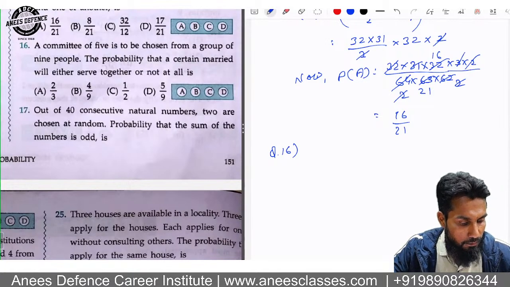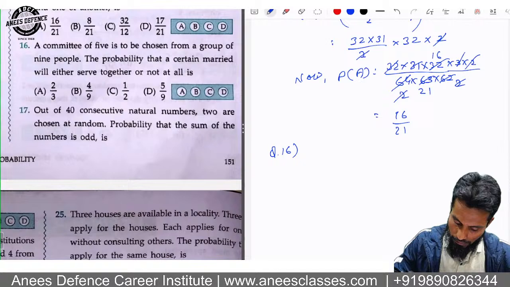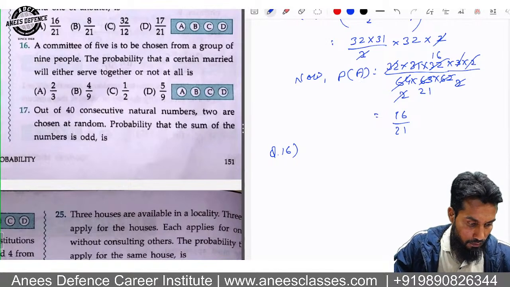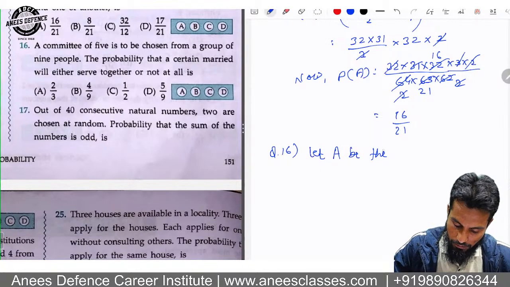Let A be the event that the married couple will serve together or not at all. If they serve together, we have to select 3 persons from the remaining 7 persons. If they do not serve at all, we have to select 5 persons from the remaining 7 persons. So there are conditions, that is 7C3 plus 7C5, equal to 7C3 plus 7C2, that you are going to get 8 into 7. Okay, write down the solution. Think on it. I hope everyone has not understood this question. Please think on it. Try to understand.